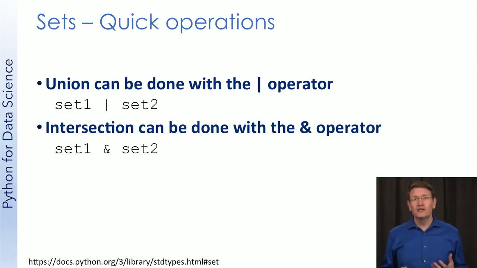I should mention that you don't have to use the union method. You can use the OR operator. Likewise, you don't have to use the intersection method. You can just use the ampersand symbol. If you're looking for more operations on sets, I recommend you check out the Python reference materials linked at the bottom.